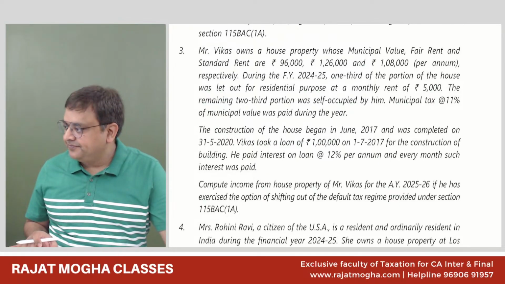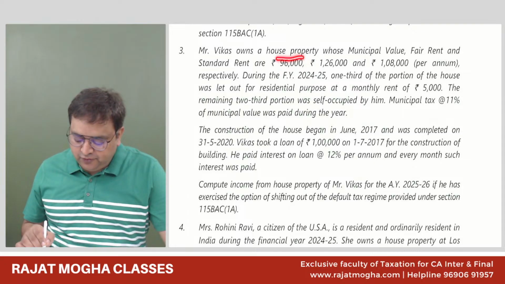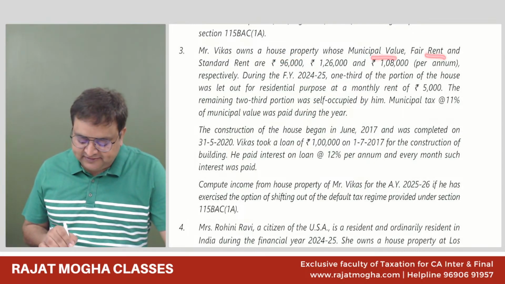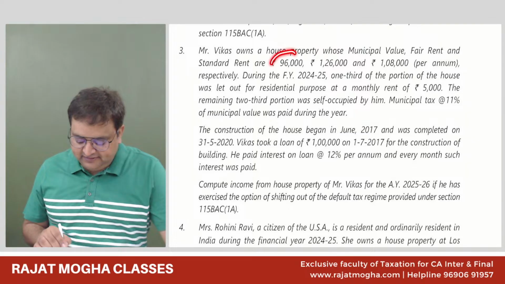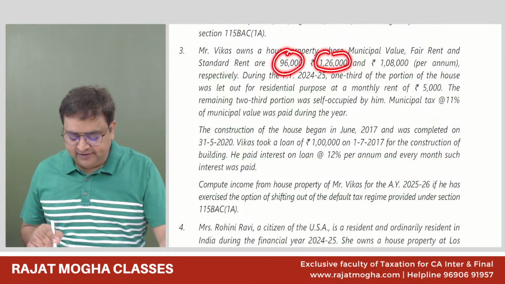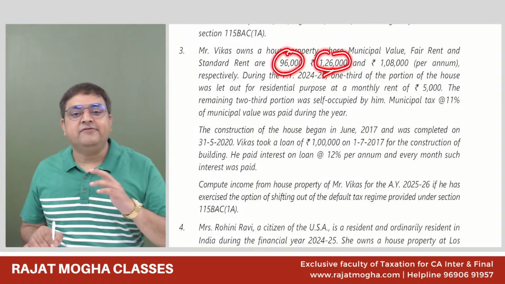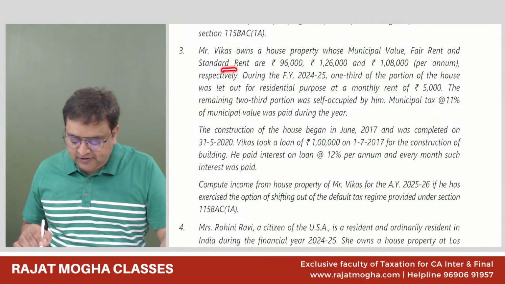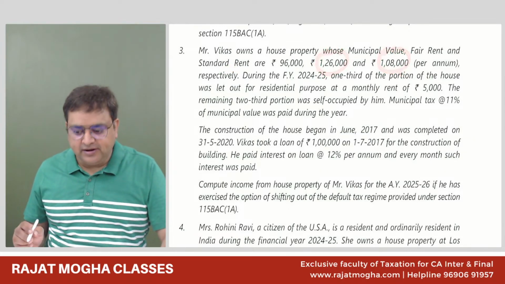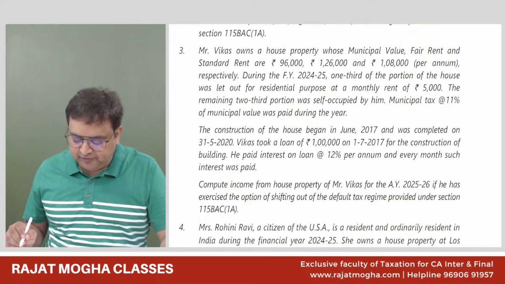Question number 3. It says, Vikas owns a house property whose municipal value, fair rental value and standard rent are given. So 96,000 is the municipal value. Fair rental value is 126. You understand, fair rental value or municipal value, whichever is higher, 126. Compared to standard rent, whichever is lower. Standard rent is given as 108. So 126 and 108, whichever is lower, it is 108. So this is the expected rent, ER, of the property: 108.